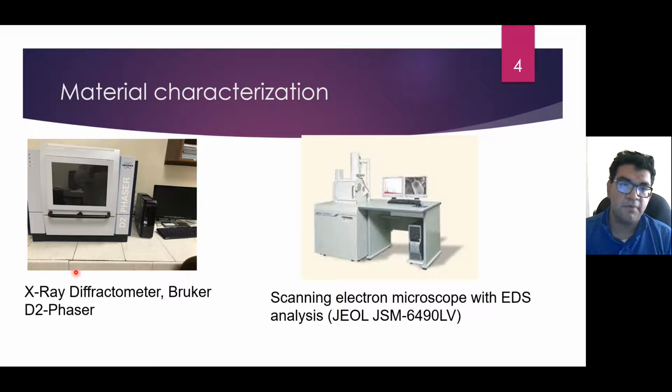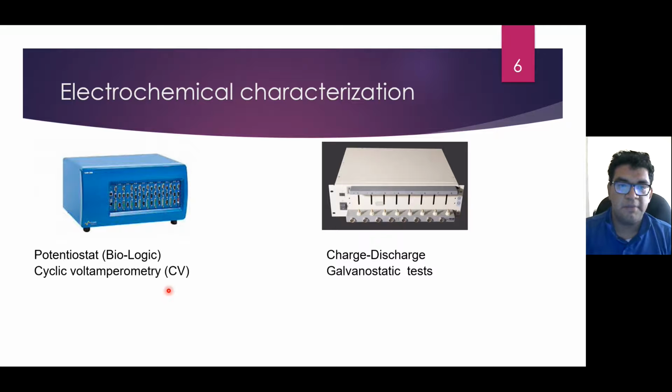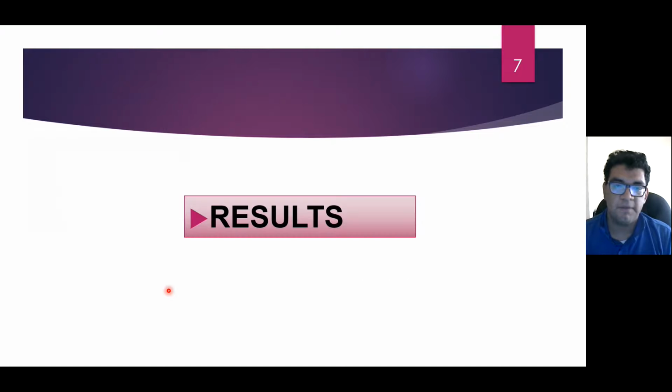This is the equipment used for the material characterization. This is the procedure of fabrication of electrodes and battery assembly. And this is the equipment used for the electrochemical characterization.